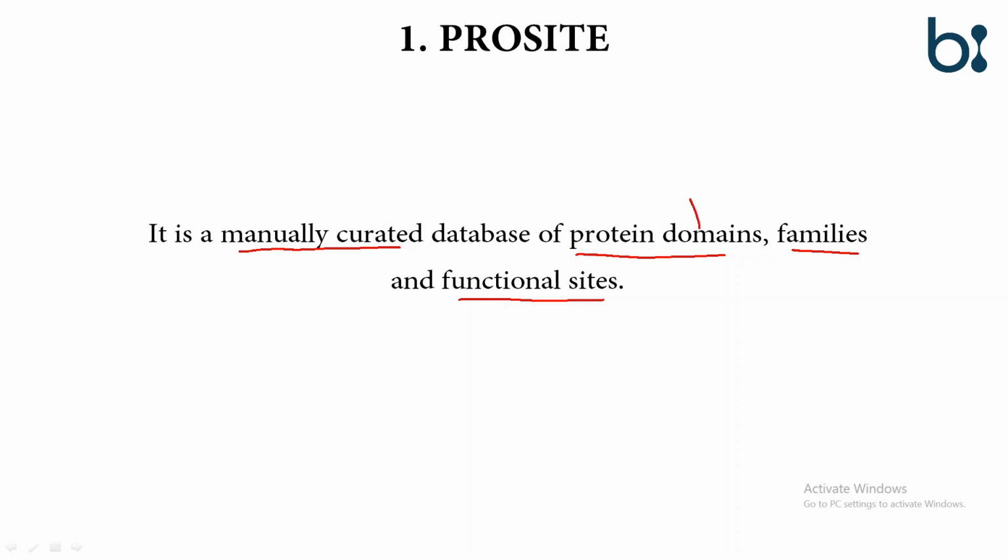We know that domains are individual portions of a protein which, if separated, can perform their function individually. In the previous lectures, we discussed families. We have seen the example of the GPCR superfamily protein, and the functional site, or we can say the catalytic site of a protein, which actually performs the function.